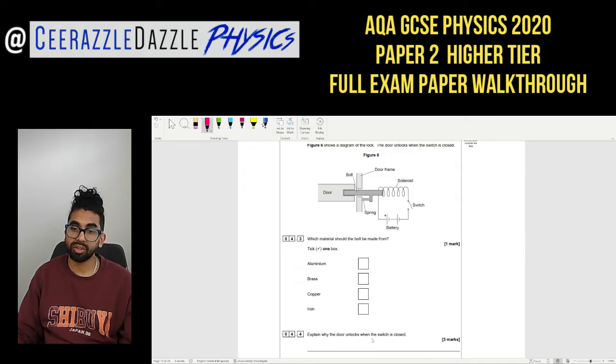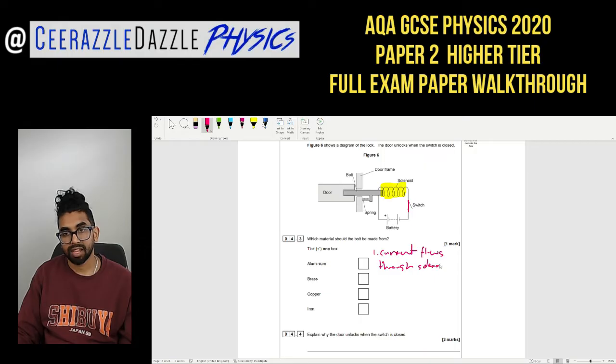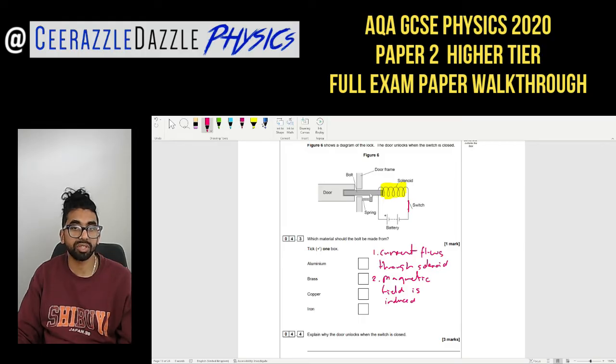4.4, explain how the door unlocks when the switch is closed. Right, so when you connect the switch, current flows through the coil, yes? And therefore a magnetic field is induced in the solenoid. So number 1, current flows through the solenoid. And as the current flows through the solenoid, number 2, a magnetic field is induced. And as the magnetic field is induced, look, it's in yellow, it will attract this bolt because the bolt's made out of iron.